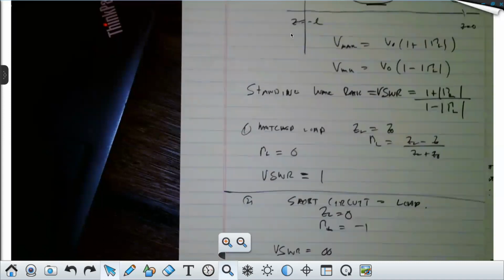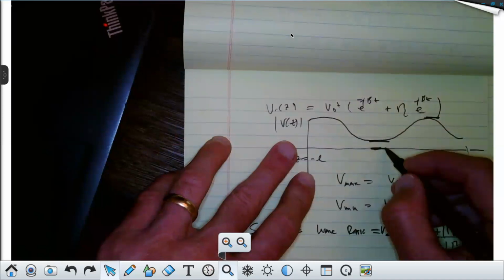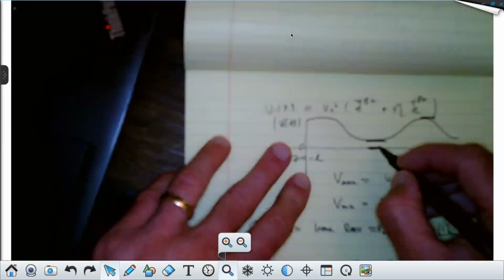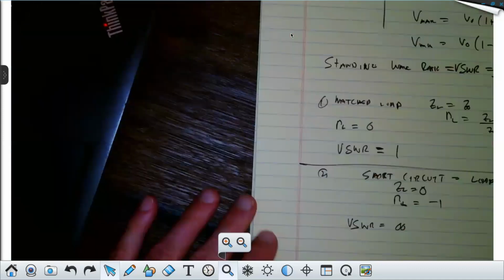That means on this little diagram, it would go to an absolute 0, and then it would come back up like this. And you would get the ratio of peak to minimum is infinite. Now that's a short circuit.